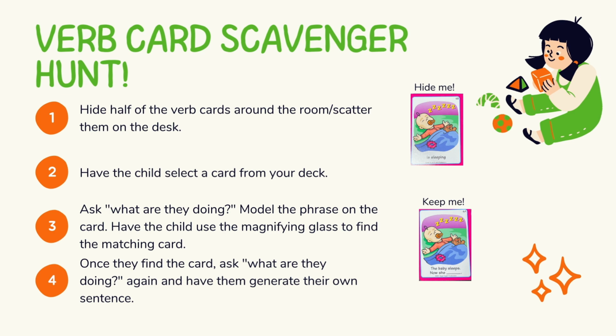Provide the child with a magnifying glass and have them select a card from your stack. Ask the child, "What is the blank doing?" and expect a single word response including the present progressive ing or a sentence. Provide the child with a verbal model of the phrases written on the cards and then instruct them to find the matching card around the room.